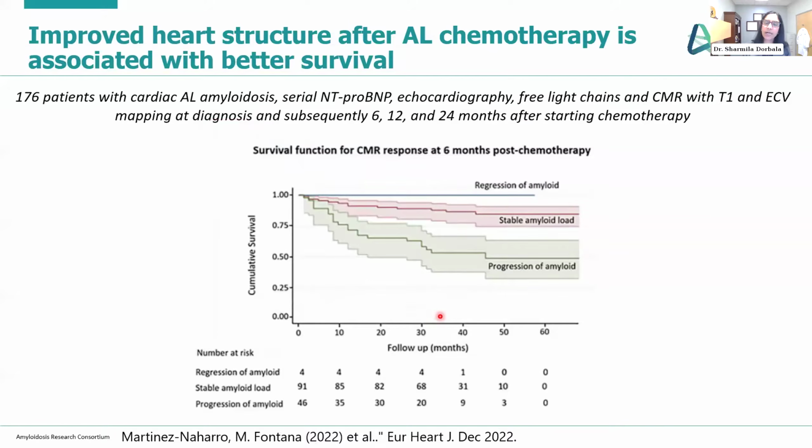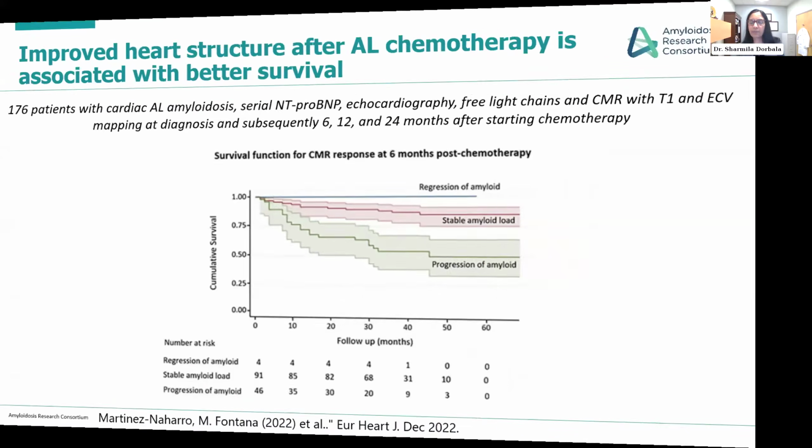They also looked at cardiac MRI and showed that people who have regression of amyloid, which is a very small number, or stable amyloid, those people have a better outcome compared to people where there is progression of amyloid. Again, AL amyloid, people receiving chemotherapy, if you see continued accumulation of amyloid on AL chemotherapy, those patients have worse outcomes compared to those where it's stable or regression.